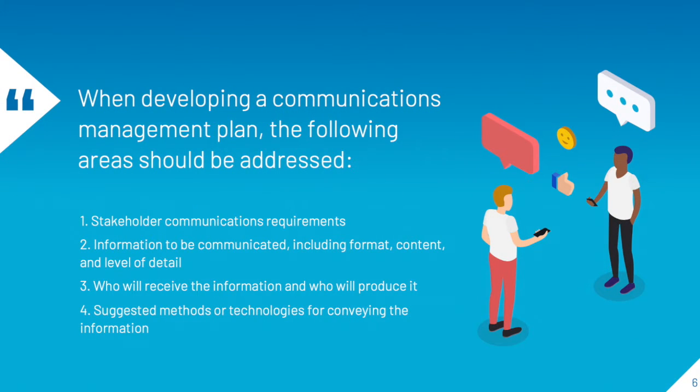When developing a communications management plan, the following areas should be addressed. First, the stakeholder communication requirements should be identified. Second, the information to be communicated, including the format, content, and level of detail, should be established. Third will be who will receive the information and who will produce it. Fourth, the suggested methods or technologies for conveying the information.